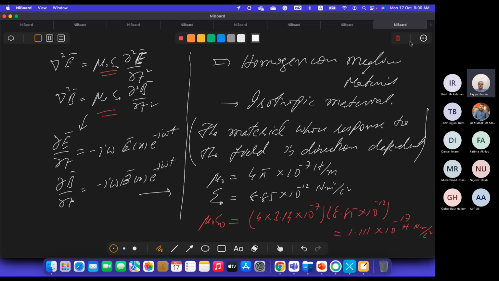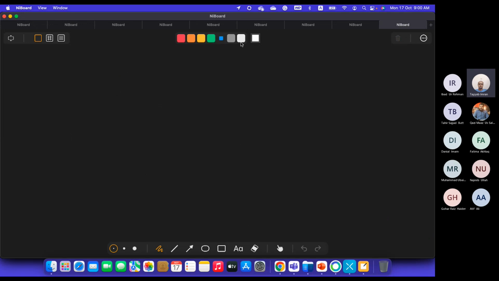So if we rearrange, moving to the next slide now, I hope this slide will stay. So 1.11 times 10 to the power minus 17.